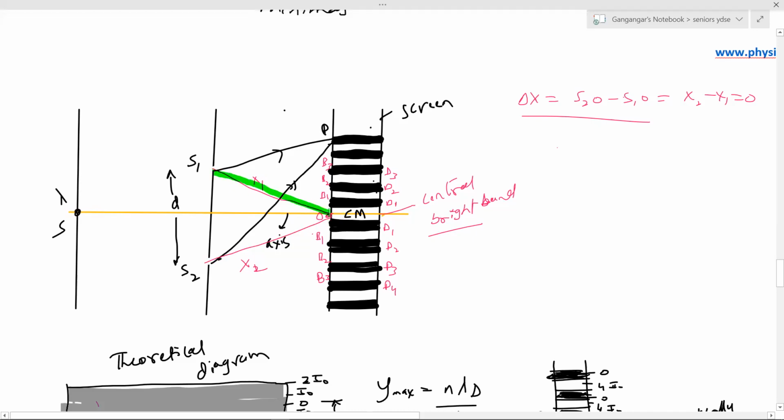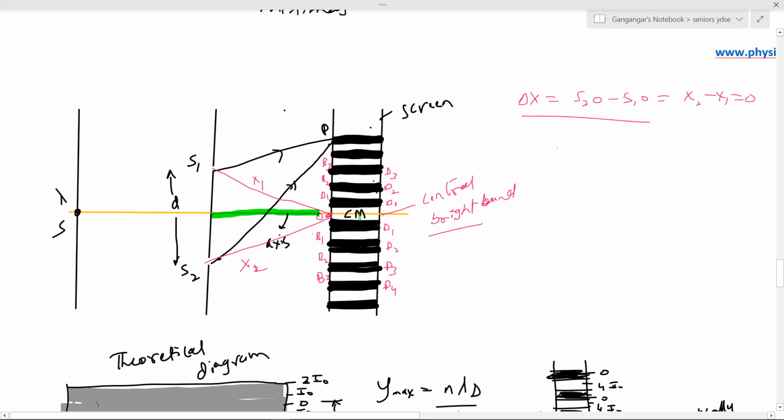Once again, I'll put it. This will cover paths S1O and S2O. From geometry, S1O is equal to S2O. It's available here, you can see. What is the path difference? It will be 0. So therefore, it should be a central maximum. The central maximum will be there at the axis.